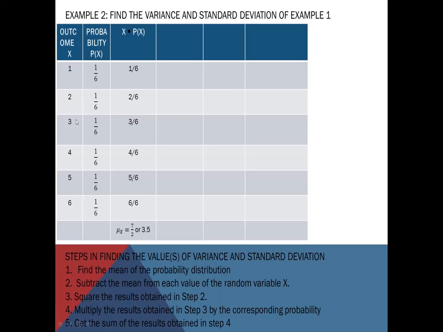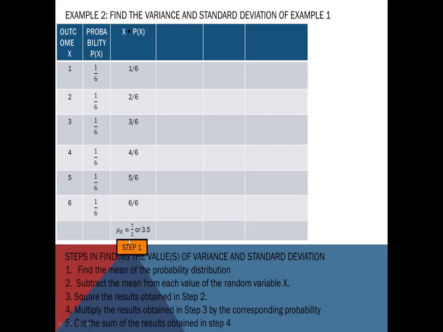Now, this table right here, sa ato ang example number 1, is very helpful in finding the variance and standard deviation. Because as you can see, these are the following steps. Step 1, in finding the value of variance and standard deviation, you need to find the mean of the probability distribution. Therefore, nanatay step 1, right? Because we already know the mean, which is 7 over 2 or 3.5. So that is step 1.